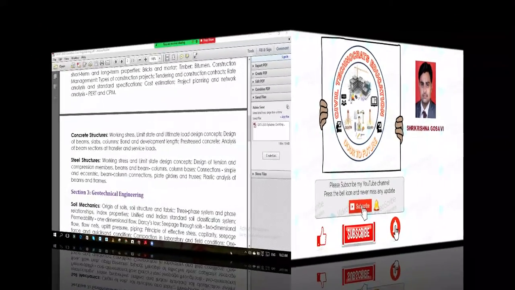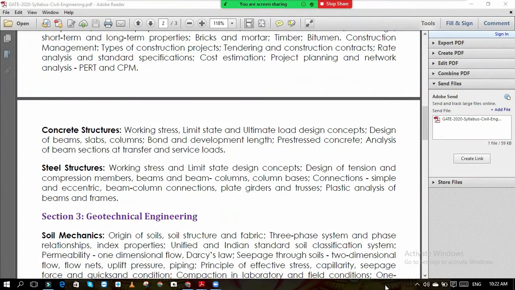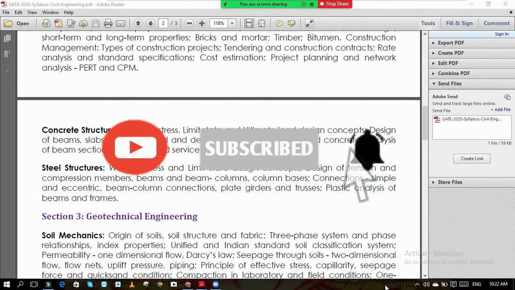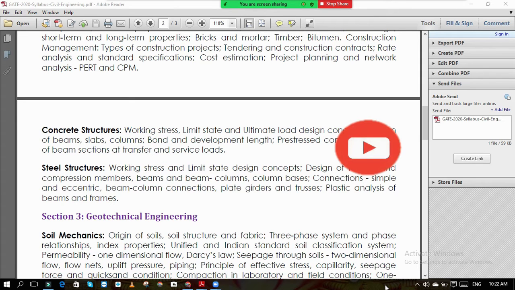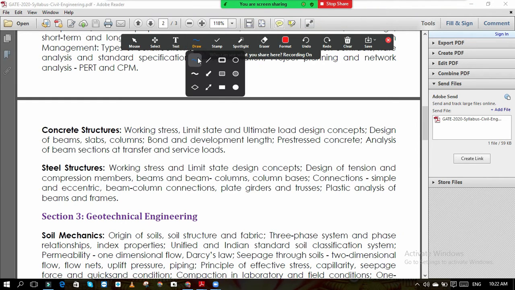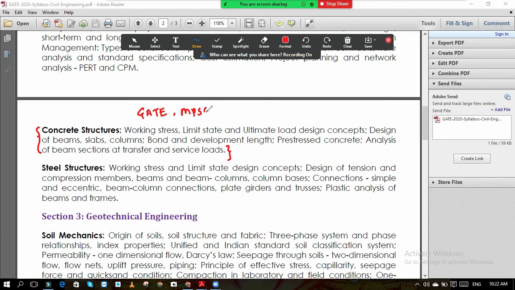Technical training. Before going to the advanced technical training, let me clear a few things. Now we will see the concrete structures. If you see this syllabus, whatever is shown over here is common for the concrete structures syllabus. It is common for GATE, and it is applicable for GATE as well as for MPSC, UPSC, and SSC exams also.